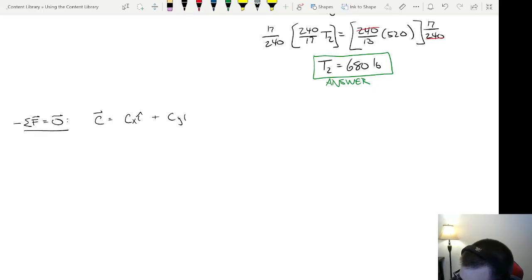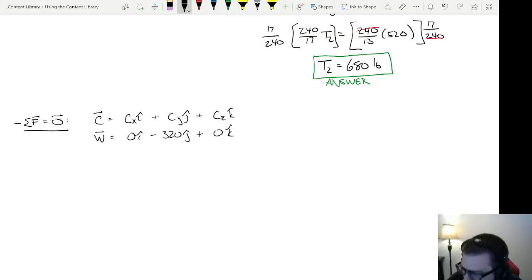CYJ plus CZK. We can do that. Now we have our W vector. We know that: 0I minus 320J plus 0K. But we have three force vectors. Okay, now watch this.